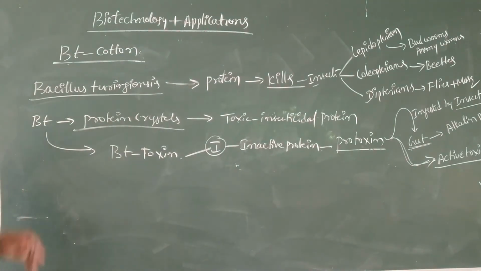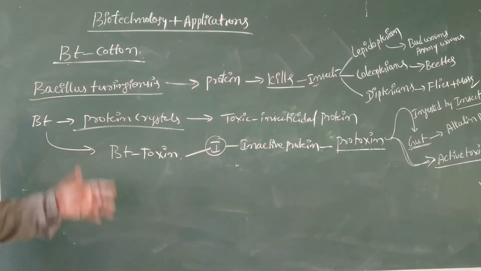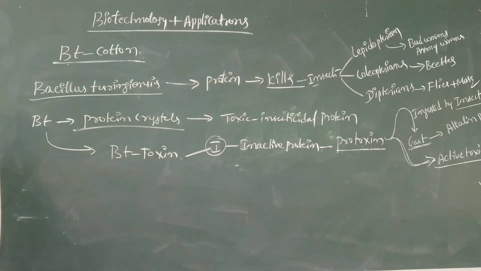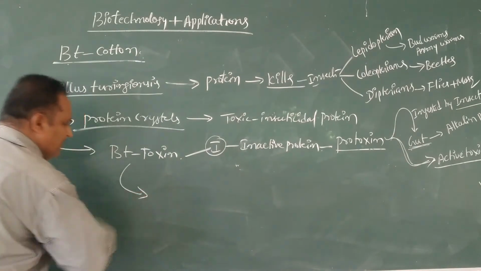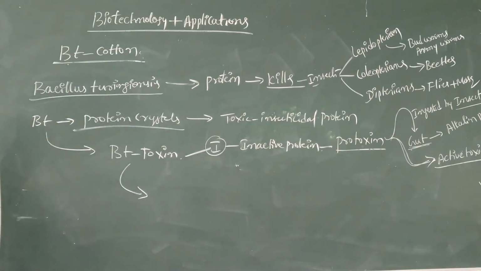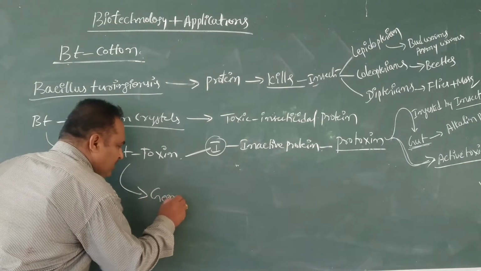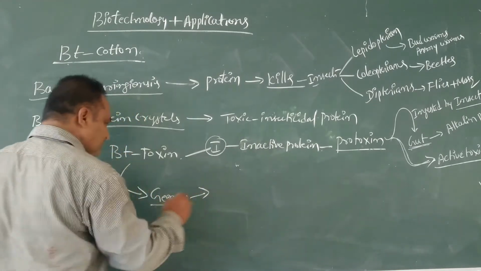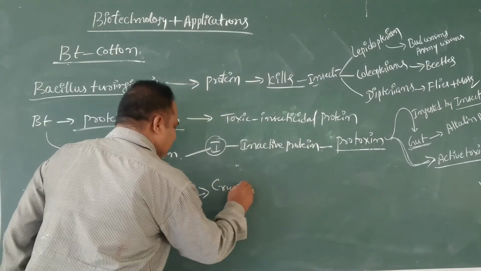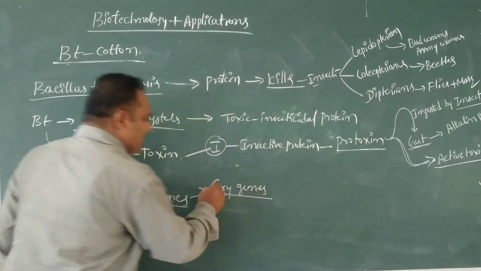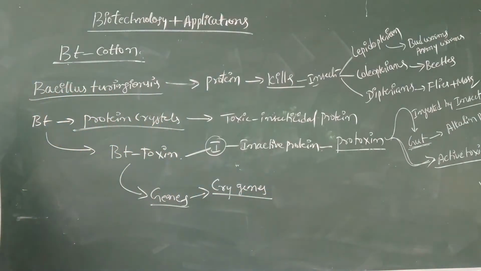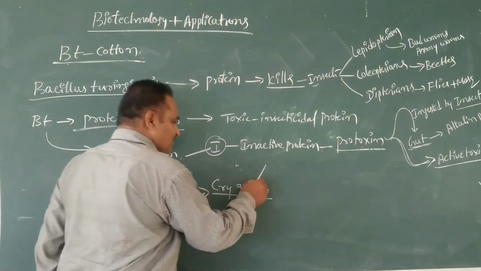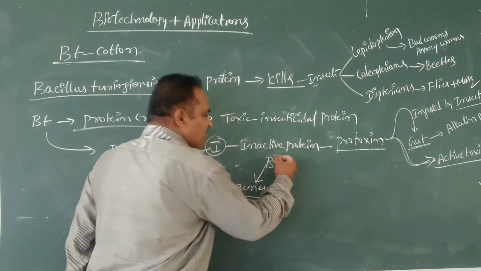In this way, all the insects are destroyed by the activity of the active toxin. The protoxin is encoded by genes. Protoxin encoding genes are called cry genes. The cry genes are extracted from the bacterium Bacillus thuringiensis.